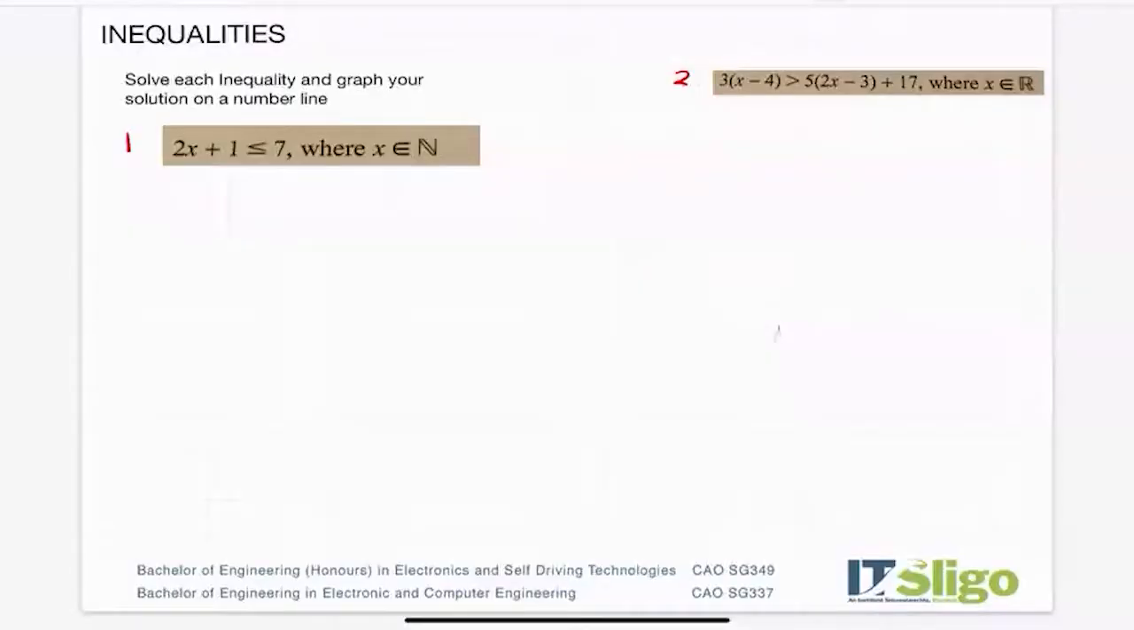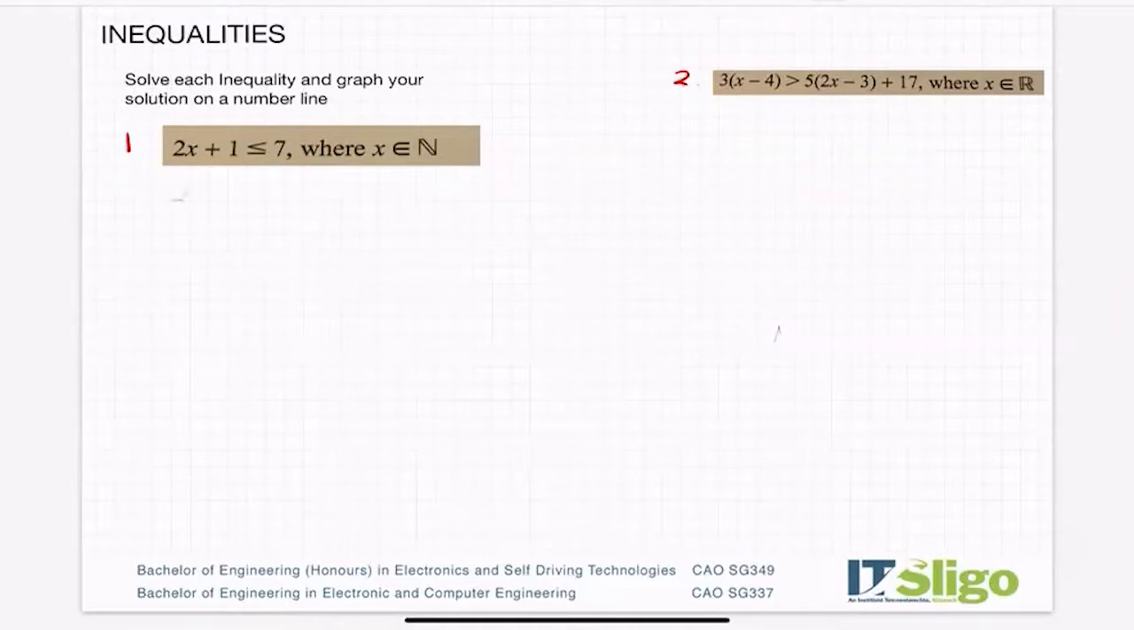Right, let's have a look at inequalities. The first one there: solve each inequality and graph your solution on the number line. So we have 2x plus 1 is less than or equal to 7, where x is an element of N. I'll come back to the type of number it is in a minute, but in this one, let's solve this like we would any other algebra question.